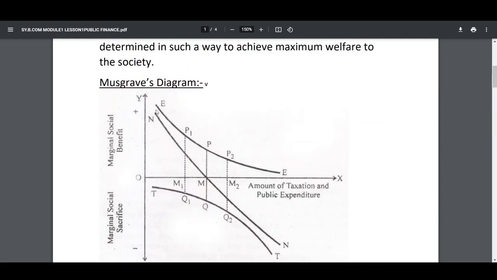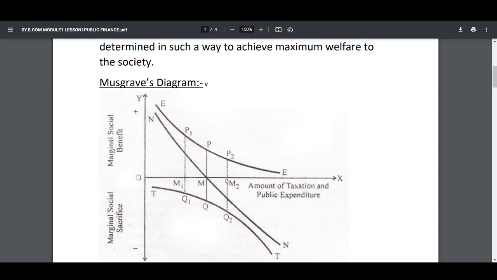Again, I am repeating the same thing. EE is the MSB curve, which slopes downwards, and TT is the MSS curve, which slopes upwards. In between is the NN curve, where we deduct these two curves, EE and TT. The point M is the point of equilibrium, where PM is equal to MQ and the net benefit is 0. And at point M1, M1P1 is greater than M1Q1. Therefore, net benefit is positive.